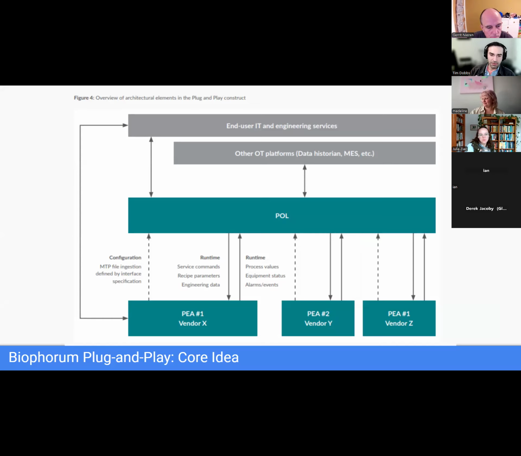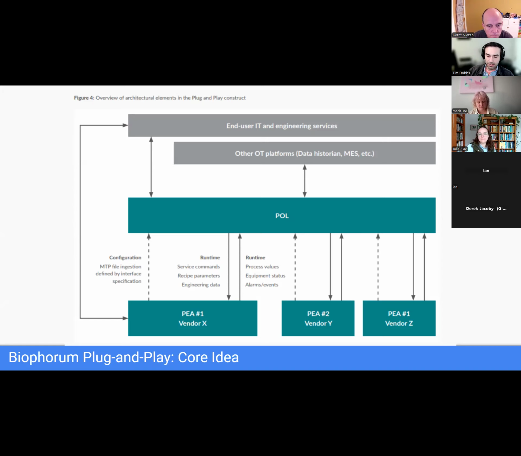So the way that they do this is we've got P number 1 from vendor X, and then there's P number 2, and then there's another P number 1. So maybe it's just the same piece of equipment, but it's from a different vendor. And when we plug these in, so we start to set these up for the first time, first, a configuration process happens where we have to link them to this higher level software, the POL, the process orchestration layer. And the Ps send a file called an MTP file that describes their own capabilities.